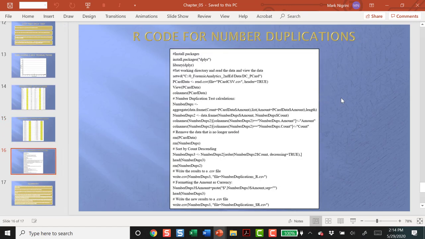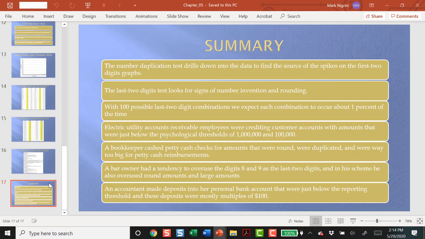R can be used to run the number duplication test. It does a pretty good job, and I like to use it. It's also quite fast. So this is a nice learning experience running this in R, and it helps you get familiar with that piece of software.